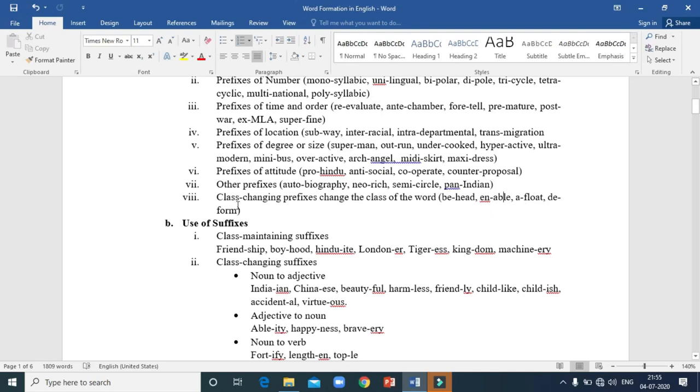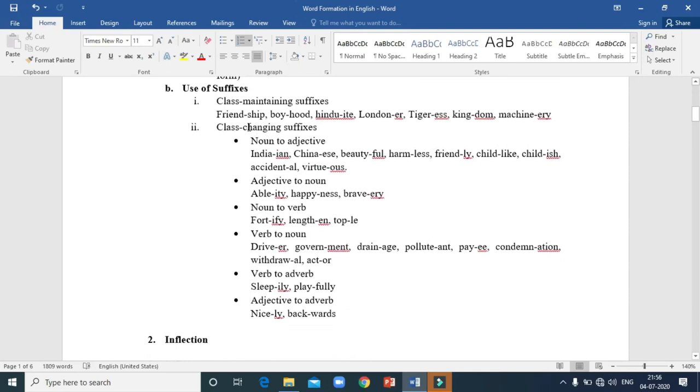So, let's look at suffixes now. We have two kinds of suffixes mainly: class-maintaining suffixes and class-changing suffixes. Class-maintaining suffixes, as the name itself says, maintain the class. They won't result in a change of grammatical category. For example, friendship. Friend is a noun, and if you add -ship, friendship is also a noun.